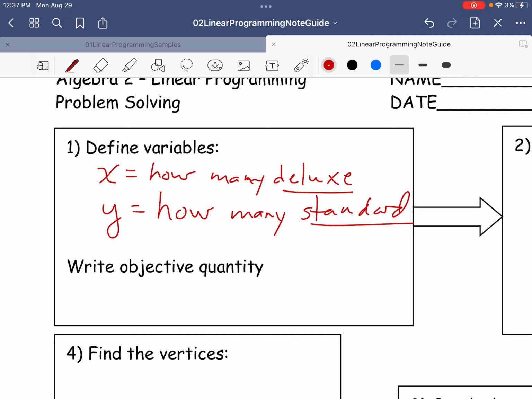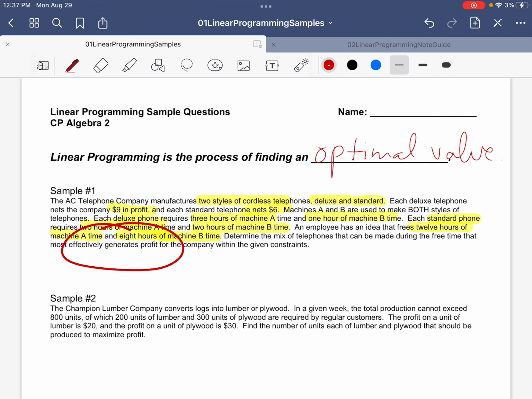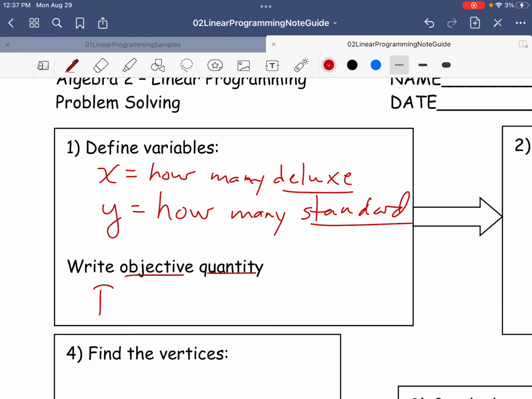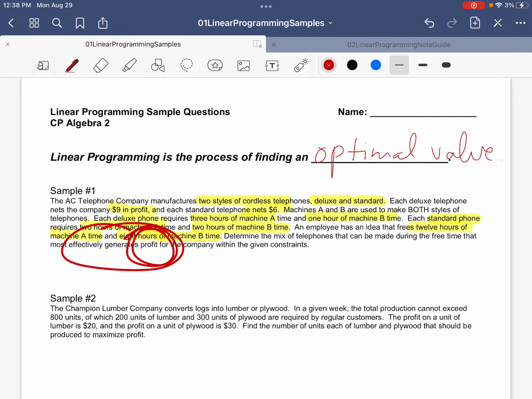Now, the objective quantity, that's a new word, but the objective quantity ends up being an equation. It ends up being an equation for that which you're trying to find. And if you read carefully again here, it says we're trying to find profit. So really, our objective quantity is going to be the profit that we make. Now, we want to turn that into an equation, and now we have to start getting into the numbers. If you go back and read, it says that you get so much profit from each phone. Remember, it was in the first few sentences up here.